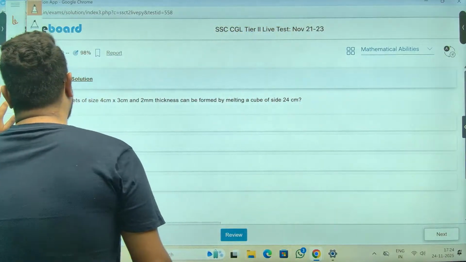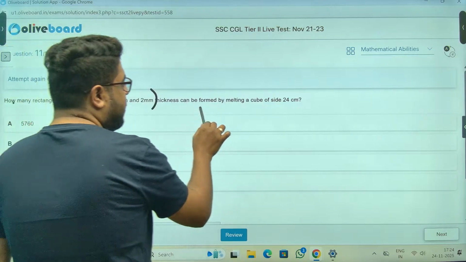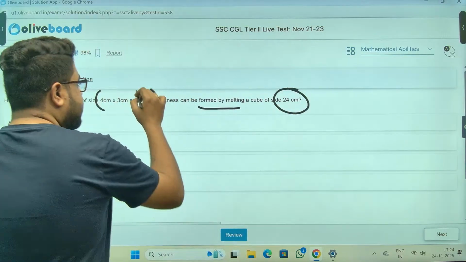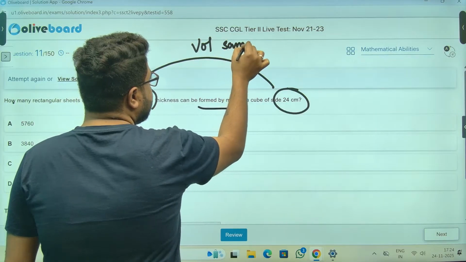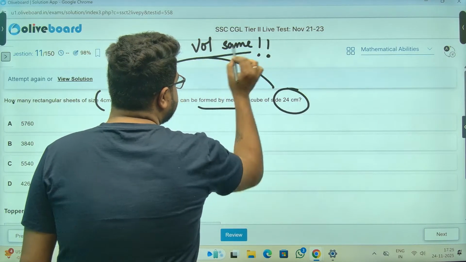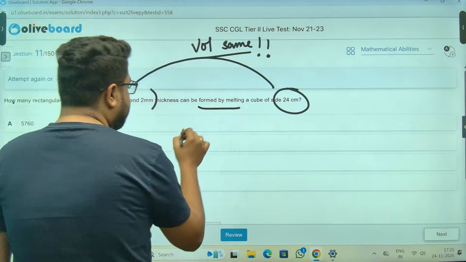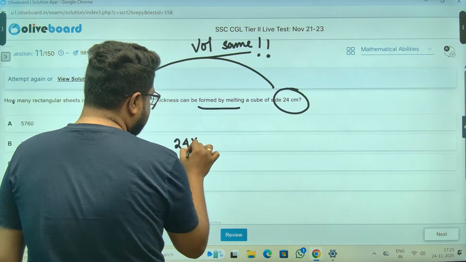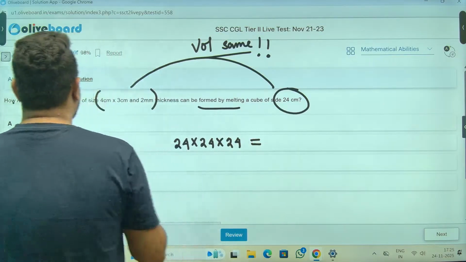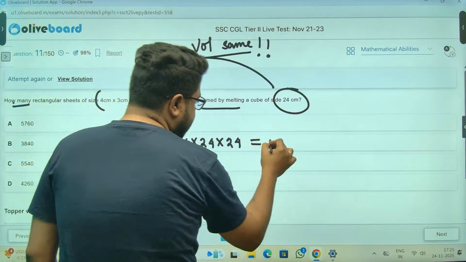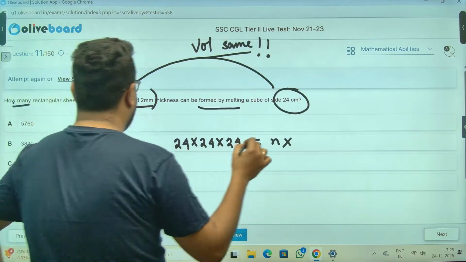Now, next one, please. How many rectangular sheets of this can be formed by melting of this? Sir, melting and recasting meaning volume is the same. Now, if volume is the same, you will say, sir, volume of the cube is 24 into 24 into 24, 24 cube actually. It is equal to how many? I don't know, I'm taking n into. Sir, what is the volume of each sheet? Sir, 4 into 3.